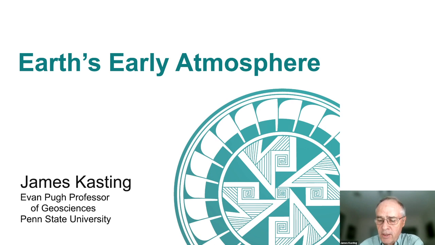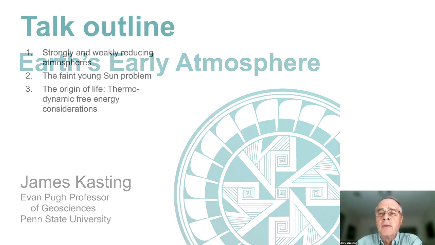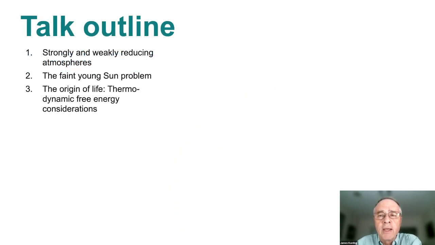And I'd like to talk to you today about the Earth's early atmosphere and its role in the origin of life. So the talk is short, but I've divided it into three parts. I'm going to talk first about strongly and weakly reducing atmospheres and what those terms mean. Then I'll talk very briefly about the faint young sun problem, and spend most of my time on topic 3 there, the origin of life, with specific focus on thermodynamic free energy considerations.